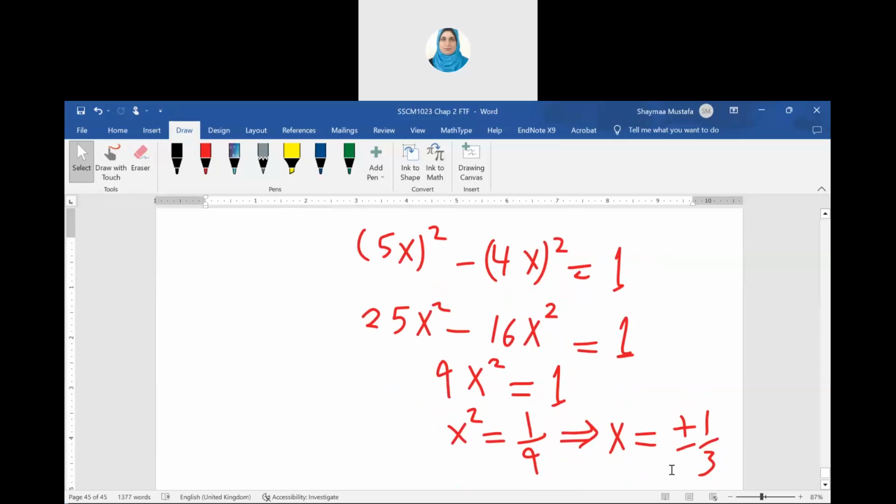x is equal to plus or minus 1 over 3. Should we accept both or not? Should we accept the positive value and negative value, or do we have to reject one? Reject one. Which one? The negative. Because the range is above 0.